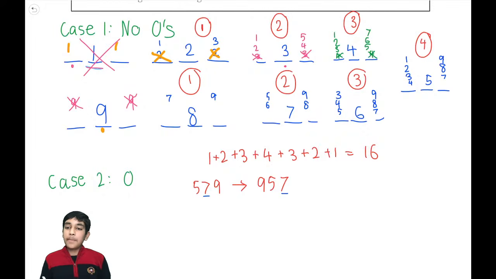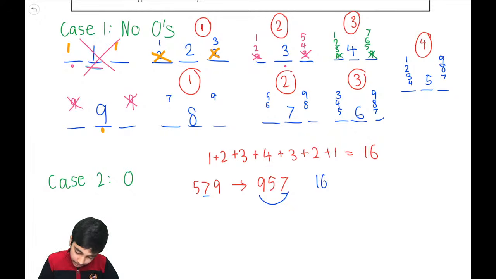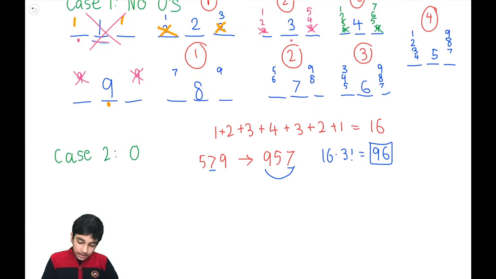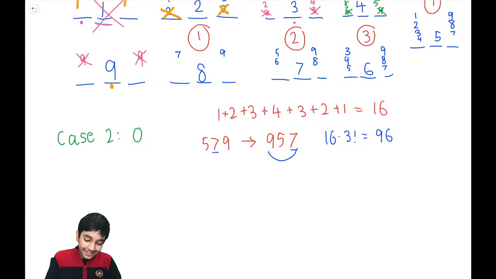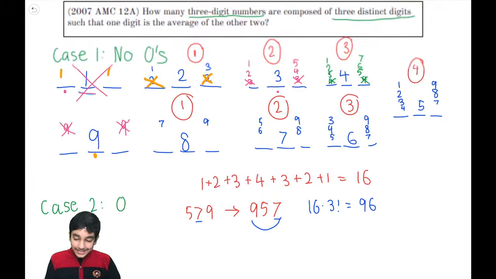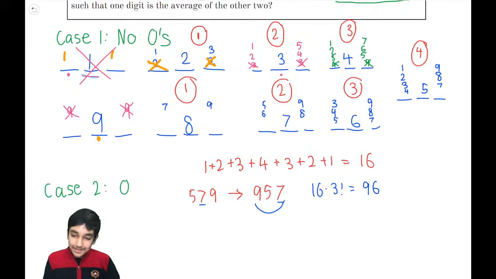And we can also rearrange them in ways that we haven't counted for yet. So overall, we can rearrange them in 3 factorial ways. So 16 times 3 factorial is 96. And then as you can see here, we're done with the first case. And not the answer. We still have the second case. I keep boxing the answer before I finish the whole problem.